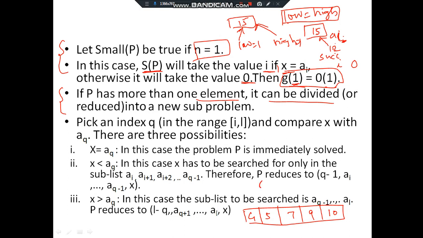Now, if I randomly choose an index q, where q is less than or equal to high and q is greater than or equal to low, so q is anything between low and high. So let us say I choose q equal to 3, and the key that I am searching for is 4. So x is equal to 4 and q is equal to 3. q is the index where I will directly go. This is index number 1, 2, 3, 4, 5. If you are writing a C program, then these indices will start from 0, 1, 2, 3, 4.